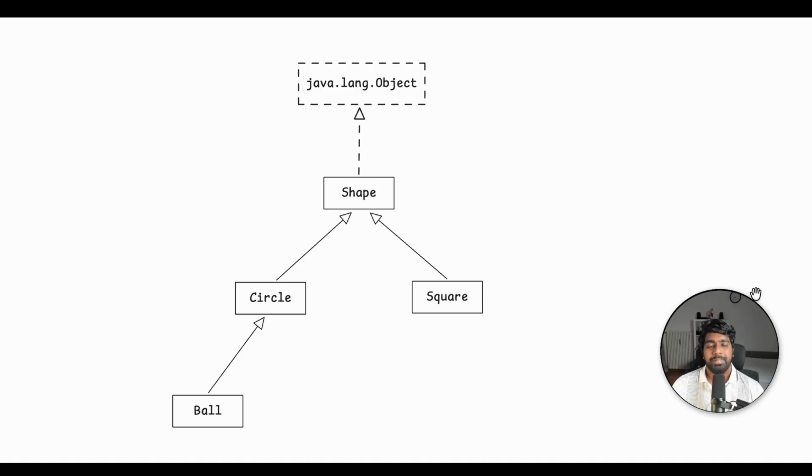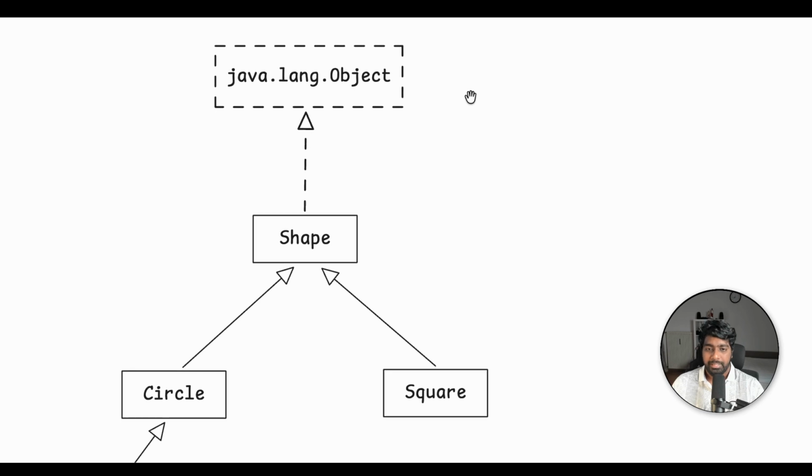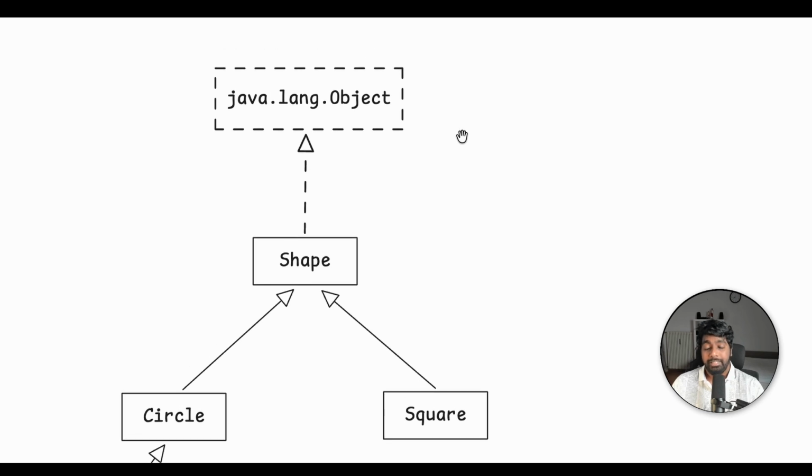Here I have a simple inheritance tree. We have a shape class as the parent class. The circle and the square are immediate children, and the ball class, it's extending from the circle class. As you already know, any class which does not extend from an existing Java class will be automatically extended from the object class in the Java programming language. And that is why our shape parent class is being extended automatically by the object class.